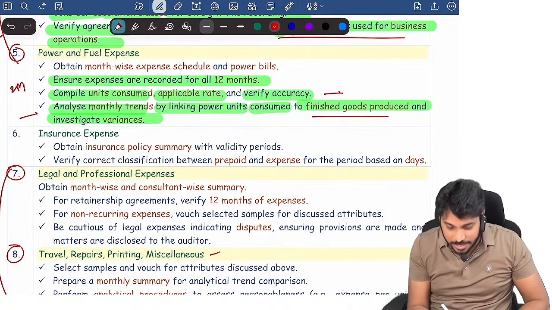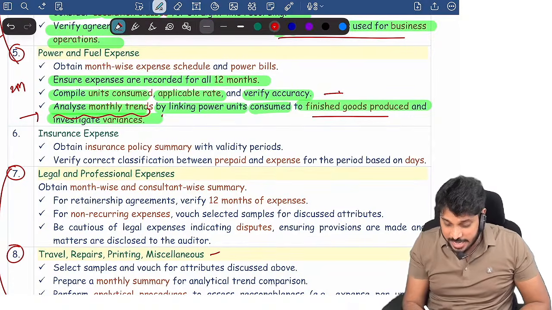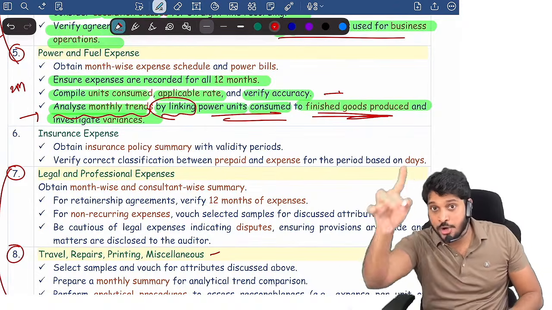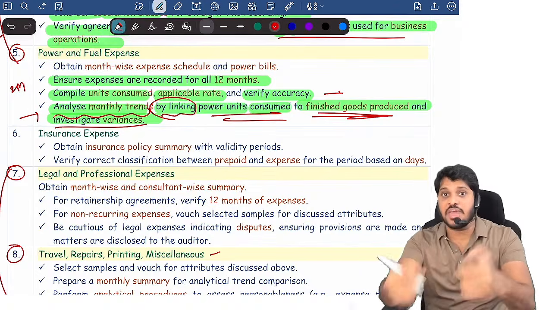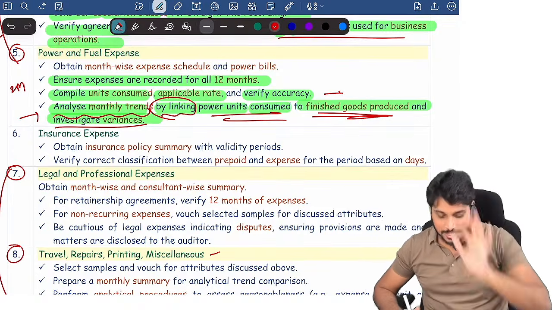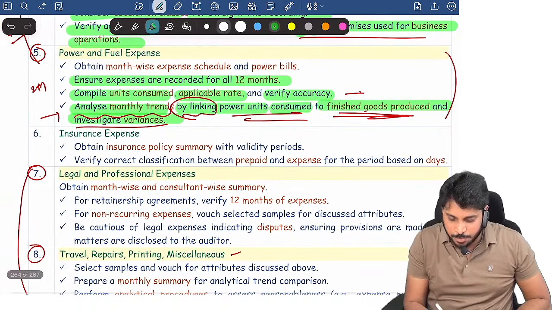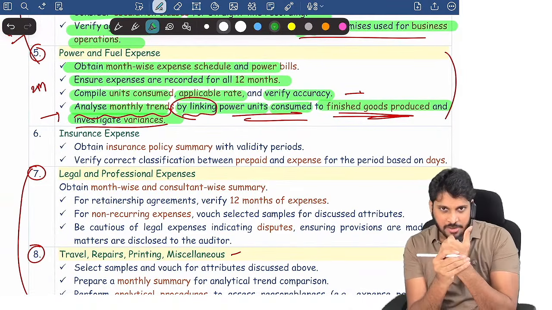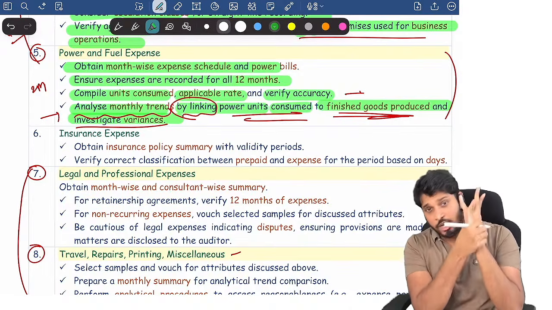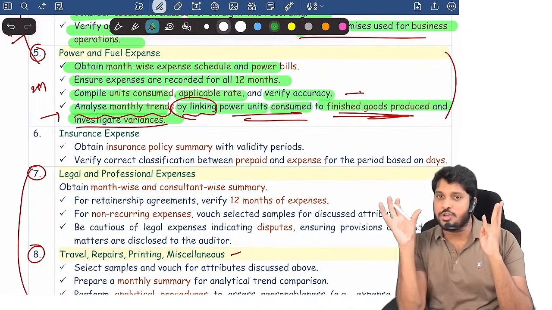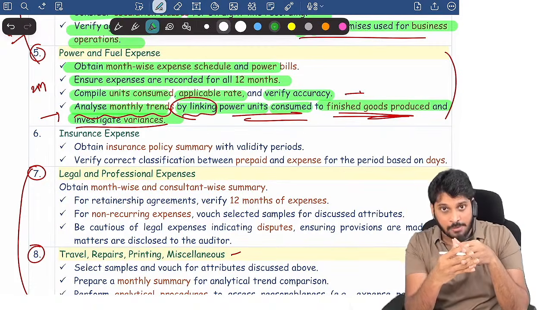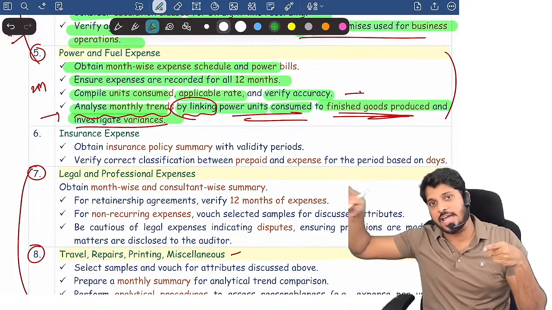So for that reason, we need to analyze the monthly trend by linking how many units consumed to how many goods produced, and investigate variations. If there is an unusual variation, we should investigate, guys. That's it. So this is regarding power and fuel. First point, get the month-wise schedule of power and fuel, and get power bills, fuel bills. 2, see whether it is accounted for 12 months or not. 3, compile how many units we consumed, what is the rate per unit applicable, compute how much is the total power bill, compare with the bill to know whether it is accurately accounted or not.